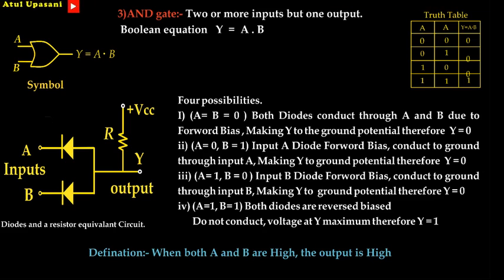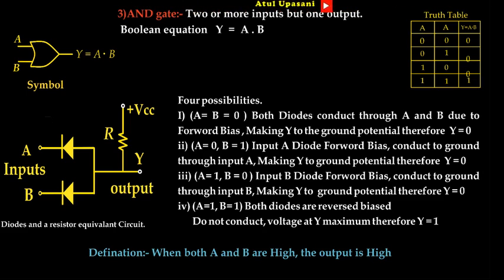Case second, if A equal to 0 and B equal to 1. Now input A is connected to ground, that is why this diode will be forward biased and it will conduct towards ground through input A, which will again make the Y output to ground potential. So here Y equal to 0. Case third, if A equal to 1, B equal to 0, now input B will be forward biased and from the power supply's positive terminal, the current will flow towards ground through input B, making Y output to ground potential. So here also the output Y equal to 0.